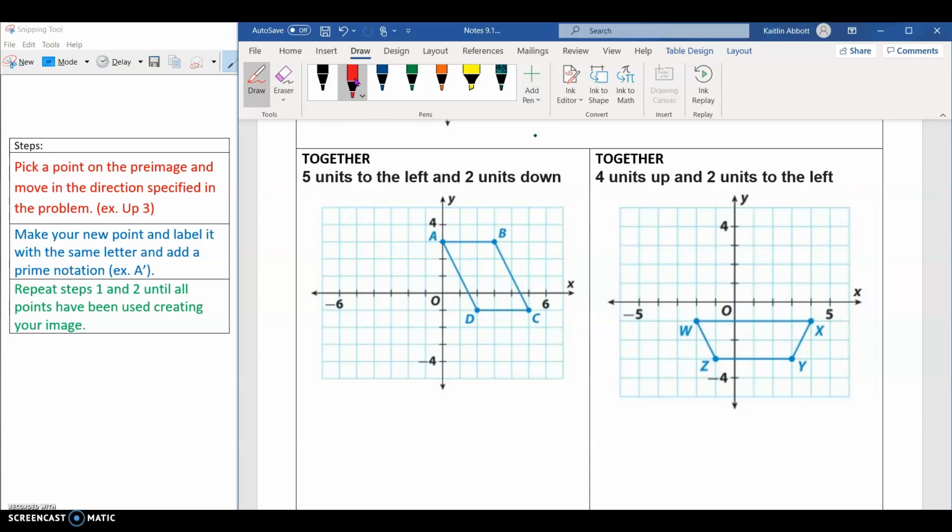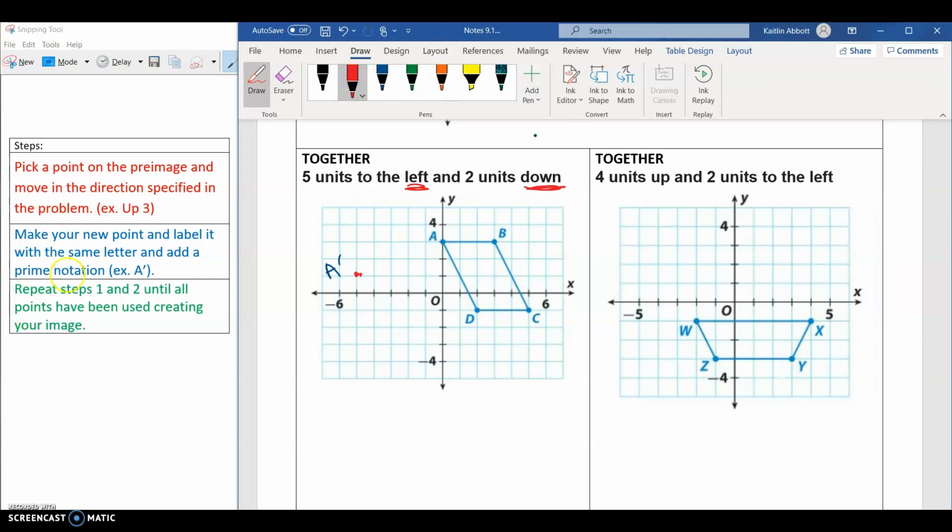So you can pick any point you want. I'm going to start with A. And do I go left or right? Left. So I'm going to go left. I'm going to do it with my cursor. 1, 2, 3, 4, 5. And 2 units up or down? Down. So I'm going to go down. 1, 2, and put a dot. And I'm going to label it the same letter. It's A prime.